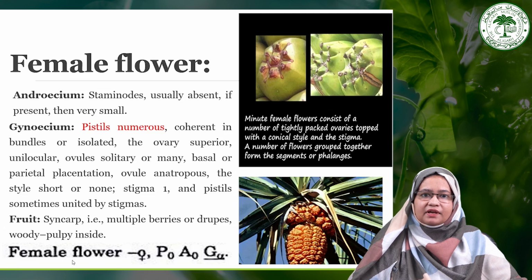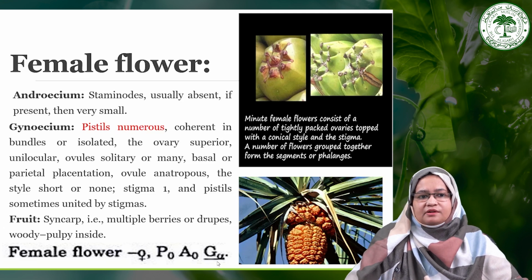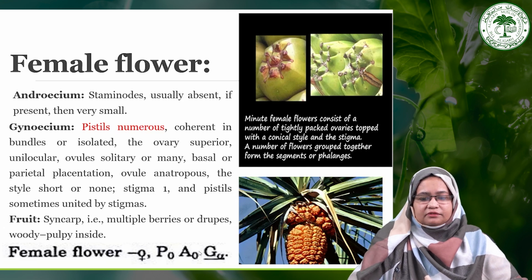And if we see the female flower floral formula, this is representing the female flower. The perianth is totally absent, and the androecium is also absent. The gynoecium is infinite in number and is superior in position. This is the floral formula of the female flower.